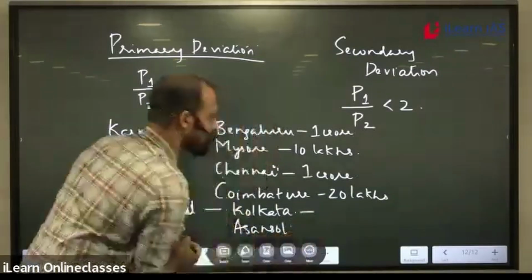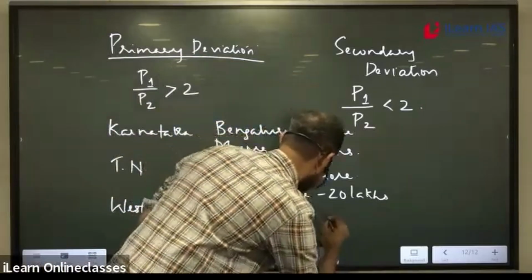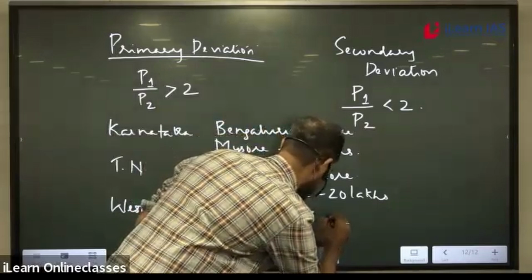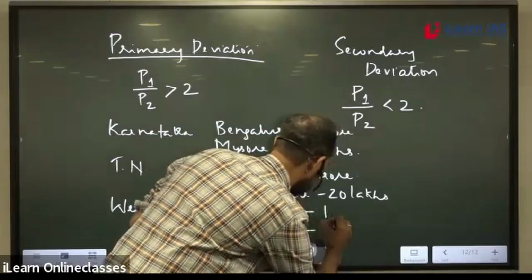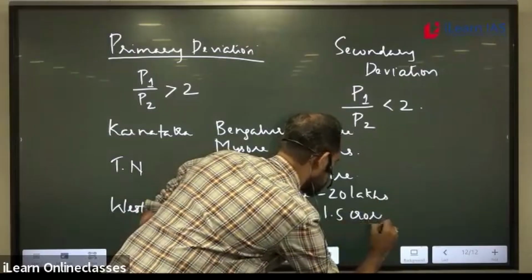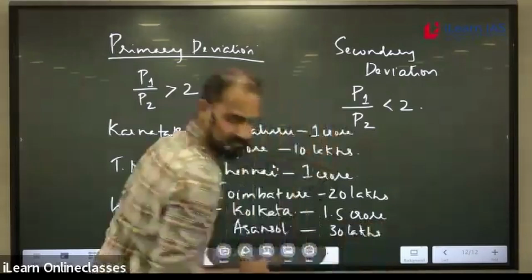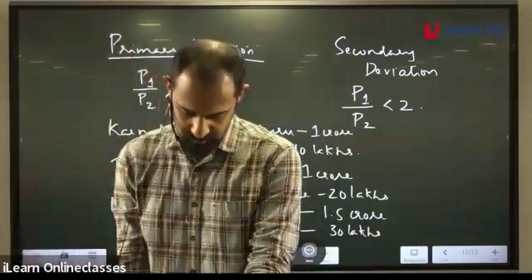Asansol is an industrial city in southwestern West Bengal. It has around 30 lakhs population. Asansol.